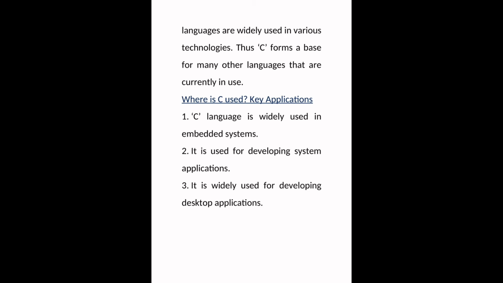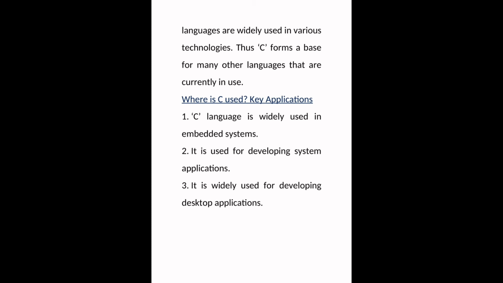Second, it is used for developing system applications. C is used for developing system applications like documentation, MS Office, pictures, photographs, videos, using the camera on our system, desktop apps, web applications, camera apps, graphics, and MS Office. These apps or applications were developed through the C language.